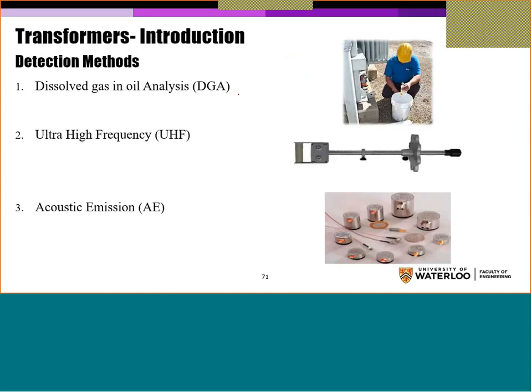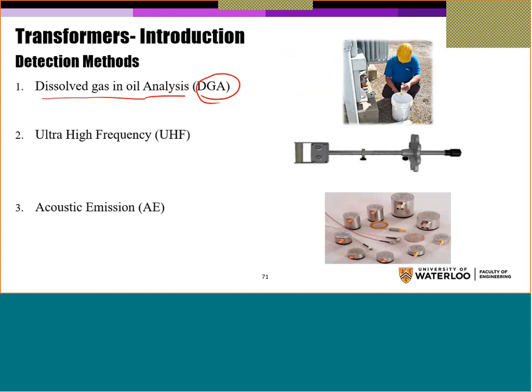But in transformers, the most used methods to detect partial discharge are either through dissolved gas analysis. As I mentioned, whenever there is an arc, there are chemical changes that happen in the oil. So we do what we call dissolved gas analysis. And from the dissolved gas analysis, we can detect different types of faults. I will not talk about this today.